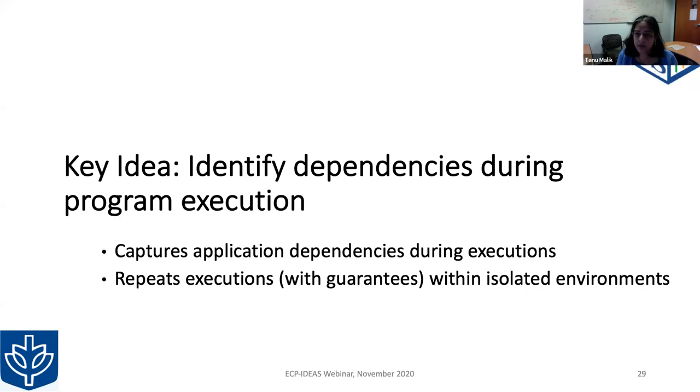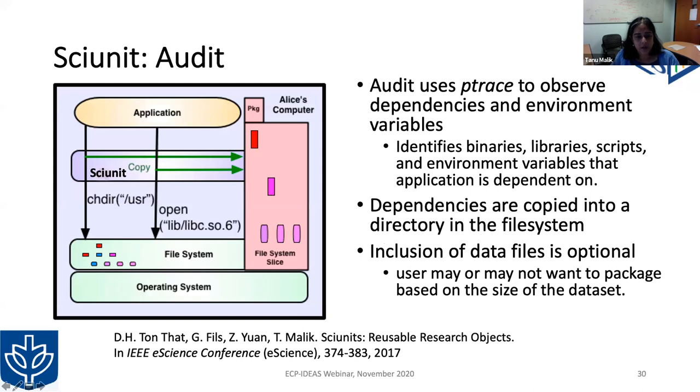If we need a reproducible container, it must provide some guarantee of how close a reviewer's execution is to the author's execution. So we need to map those, so that those executions are exactly the same. Going a little into how SciUnit works: to capture or audit, SciUnit uses ptrace to observe the dependencies and environment variables. It identifies binaries, libraries, scripts, and all the variables that the application is dependent upon. And these dependencies, which it observes during runtime, are copied into a directory in the file system.